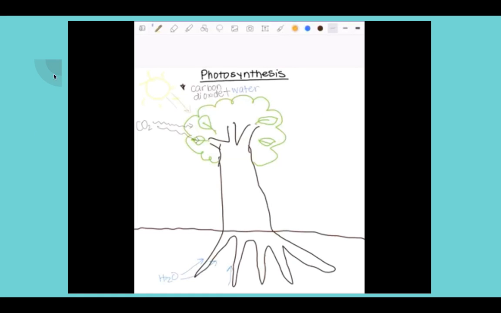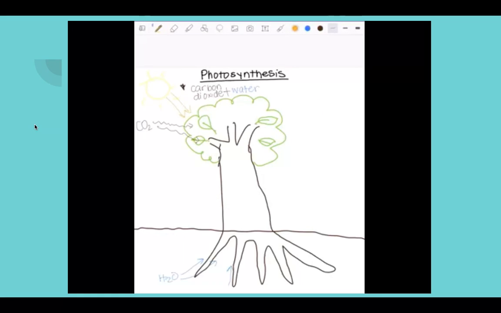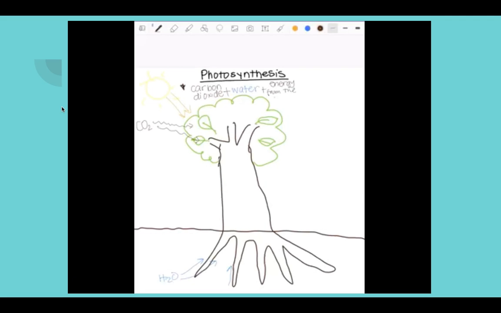And last, we know that we need our sunlight or sun rays for energy. So I have my carbon dioxide and my water, and now I'm adding energy from the sun. We're going to talk a little bit more in detail about the sun in just a second, but I'm still going to add it to my equation because I still need it for photosynthesis.